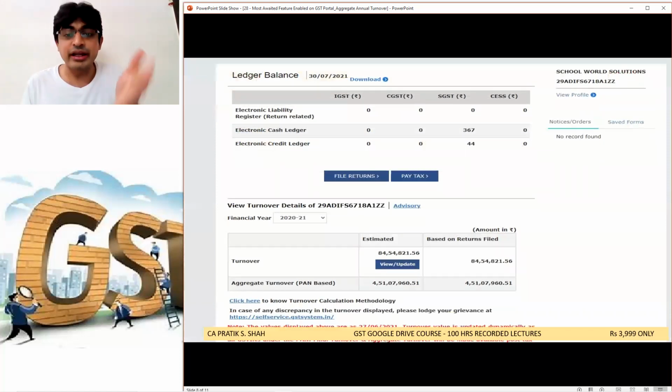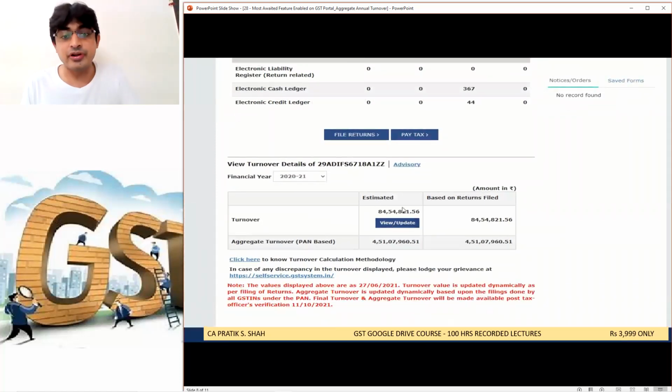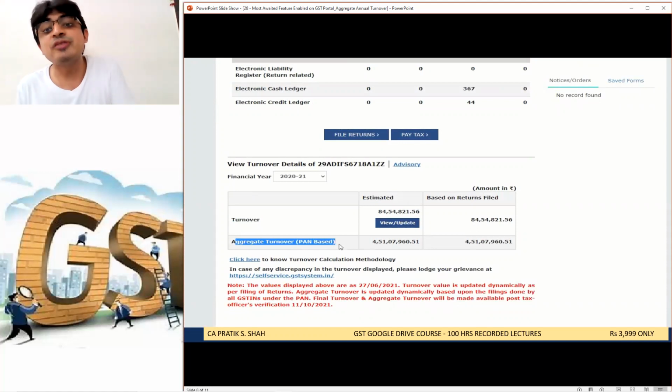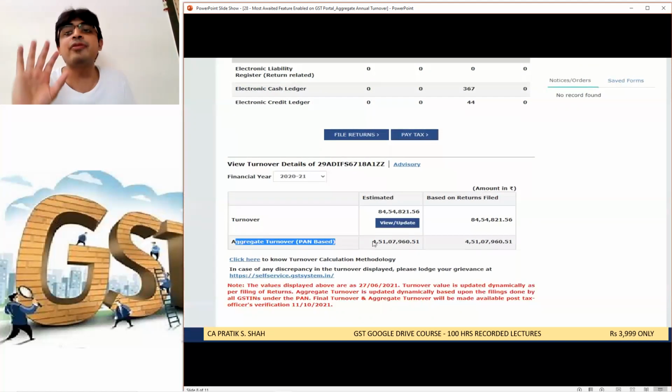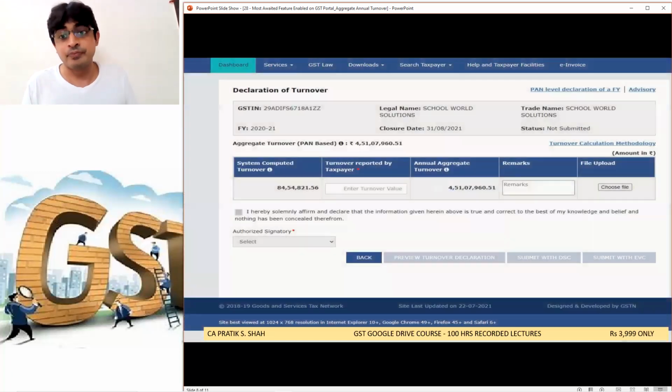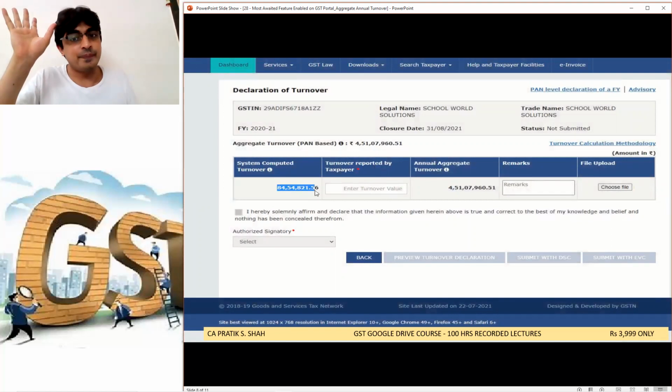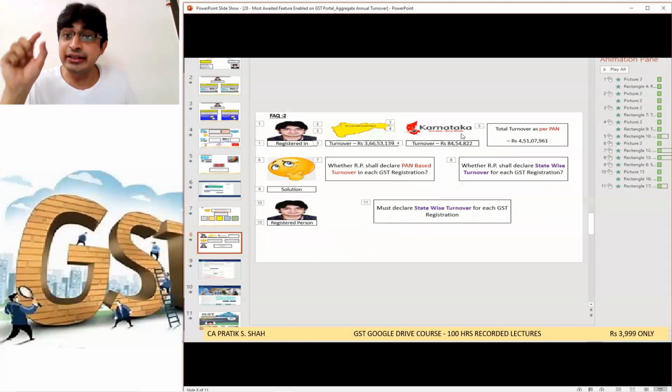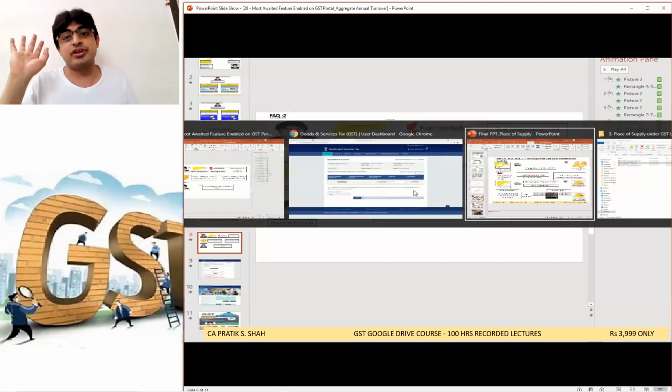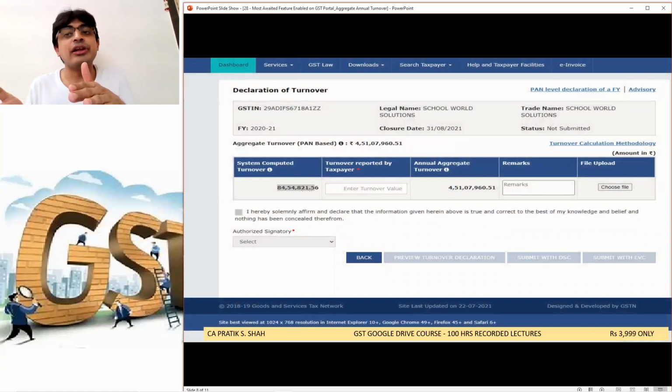Look at this, when you log in and see this, click on view update. See this, turnover state-wise available: 84 lakh 54. You can see this is the turnover of the state. And then the PAN-based turnover is also given, which the portal itself has calculated: 4 crore 50. The view update is available only for system-computed state-wise turnover. Correct. So you are required to give state-wise details in each GST registration. Understood? The portal itself has calculated PAN-wise, but you are required to give state-wise turnover details.